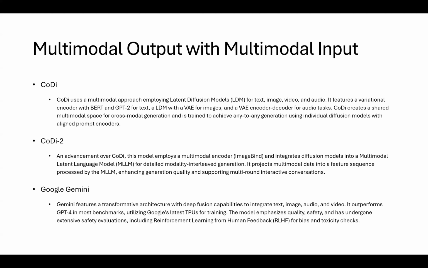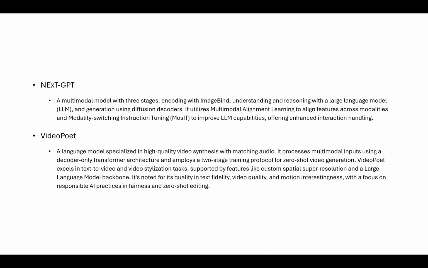Gemini features a transformative architecture with deep fusion capabilities to integrate text, image, audio, and video. It outperforms GPT-4 in most benchmarks, utilizing Google's GPU or TPU for training. The model emphasizes quality and safety and has undergone extensive safety evaluation, including reinforcement learning from human feedback for bias and toxicity check. The only issue with Gemini is that it uses much more compute power for the same amount of computation as compared to OpenAI. Then you have a few other models in such cases.